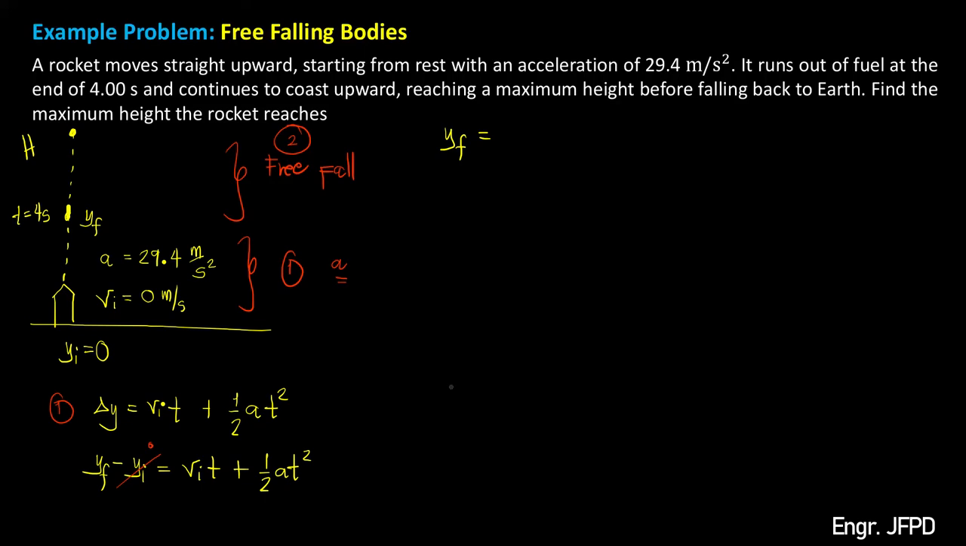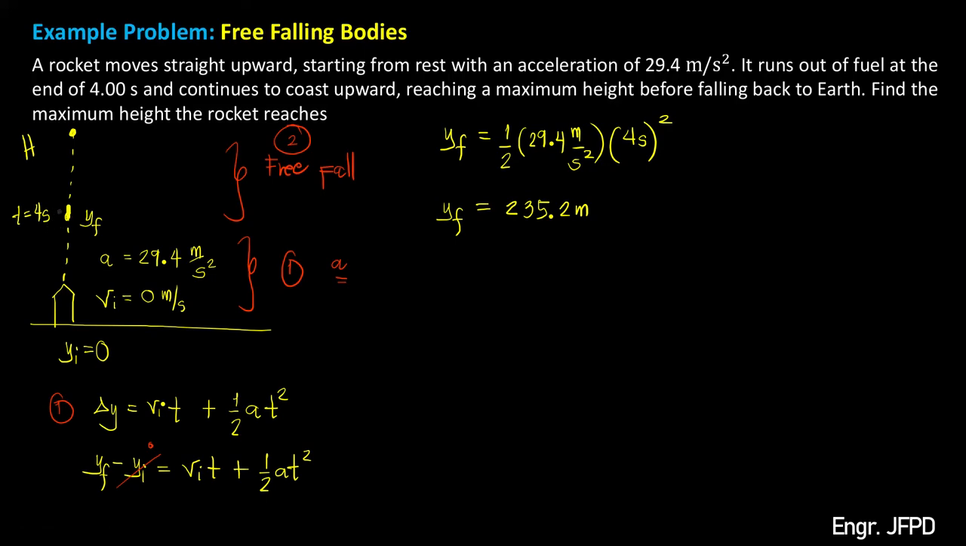therefore our final position for the first part of the motion will be equal to the initial velocity, which is 0, times the time t, which is 4 seconds, that will give us 0, then plus 1/2 the acceleration of 29.4 meters per second squared multiplied by the time of 4 seconds, then squared. Solving for our YF now, this will give us a value of 235.2 meters. That means the rocket will reach a height of 235.2 meters after 4 seconds.